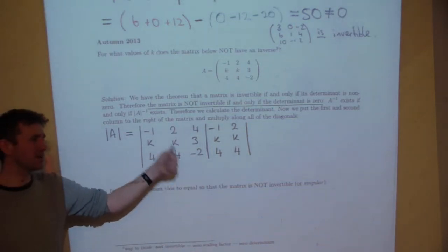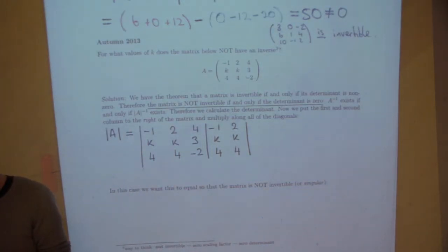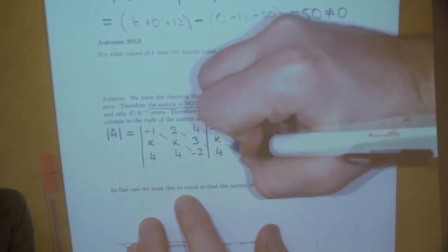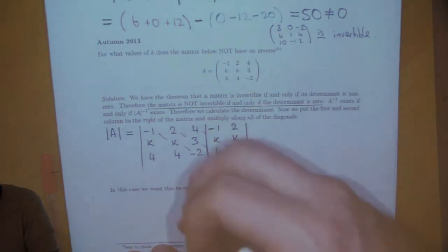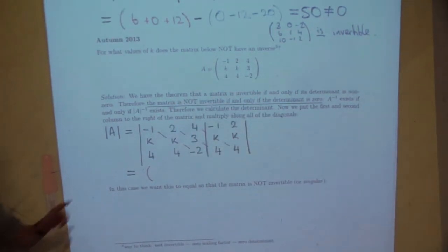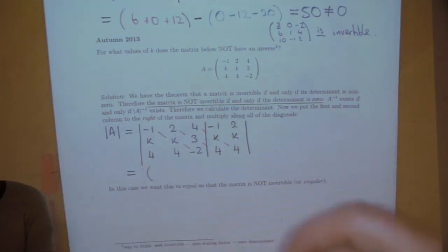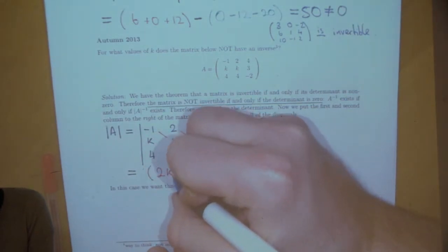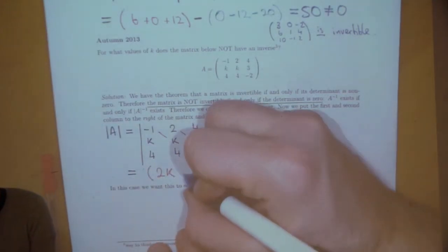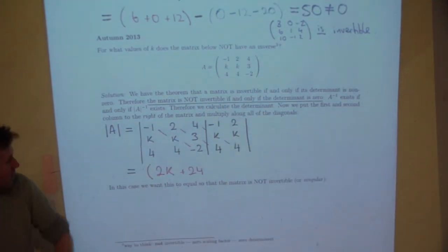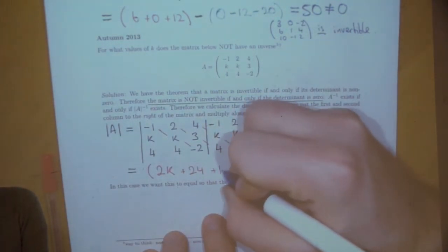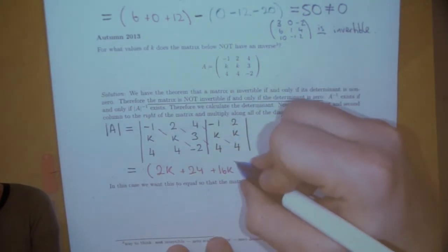This idea of a determinant came before the other one. So we're going to write down diagonals. Minus 1 by k by minus 2 is plus 2k. 2 by 3 by 4 is 6 by 4 is 24. And 4 by k by 4, 4 by 4 is 16 by k is 16k. That's the right down diagonals.